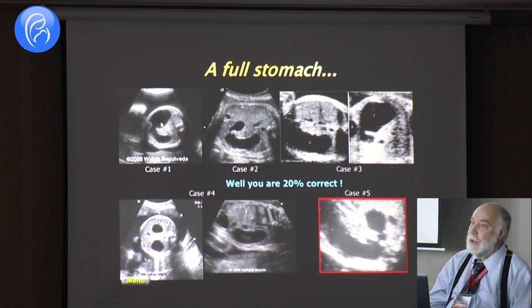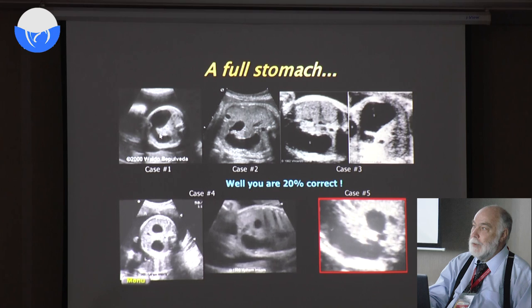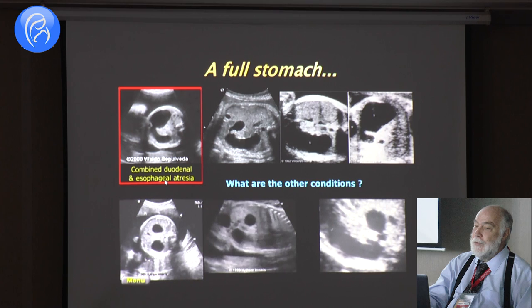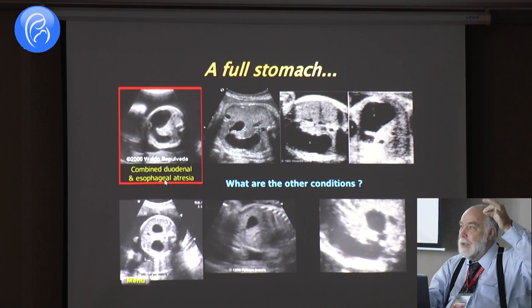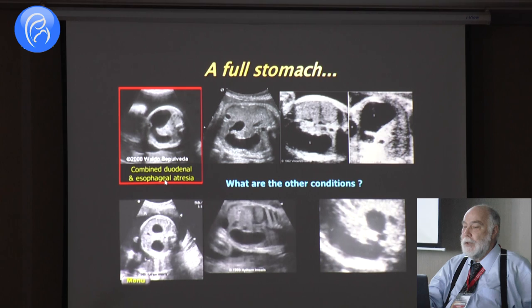Compare this one to this one. Look how big the stomach is, how big the duodenum is. This is a condition called a combined duodenal and esophageal atresia. So nothing can enter the stomach, nothing can exit the stomach. What's inside the stomach? Gastric secretion, hepatic secretion. Okay? So this baby gets a very large stomach, much bigger than in duodenal atresia.